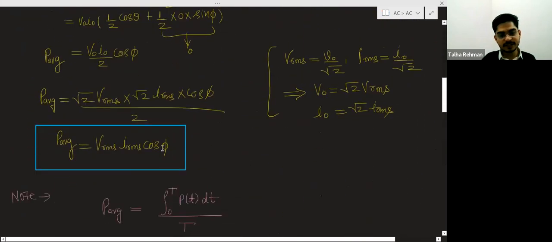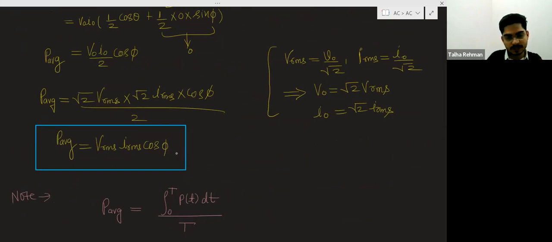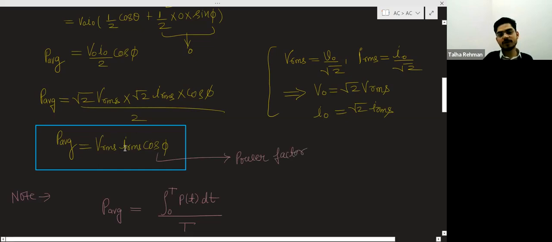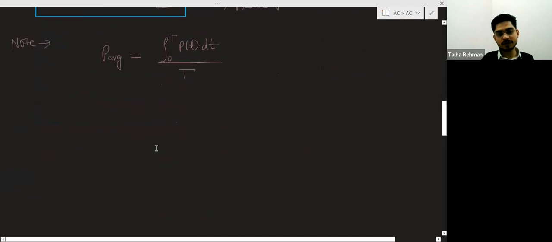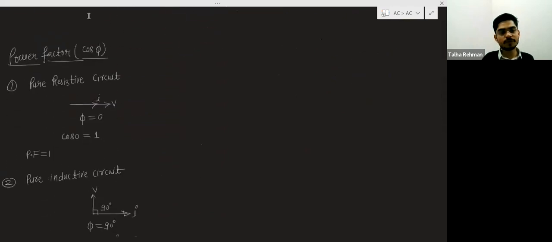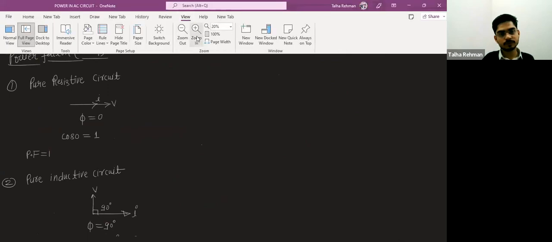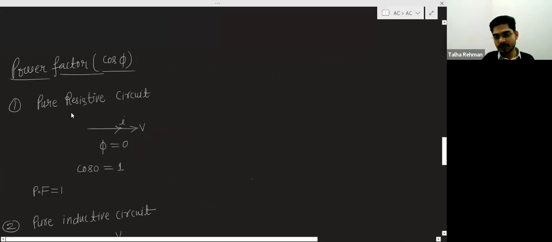Now this cos phi is known as the power factor. This cos phi is known as the power factor, because this is a factor of the power. Okay, so this is the power factor. Now already I have told you these things. Power factor we will calculate for different circuits.